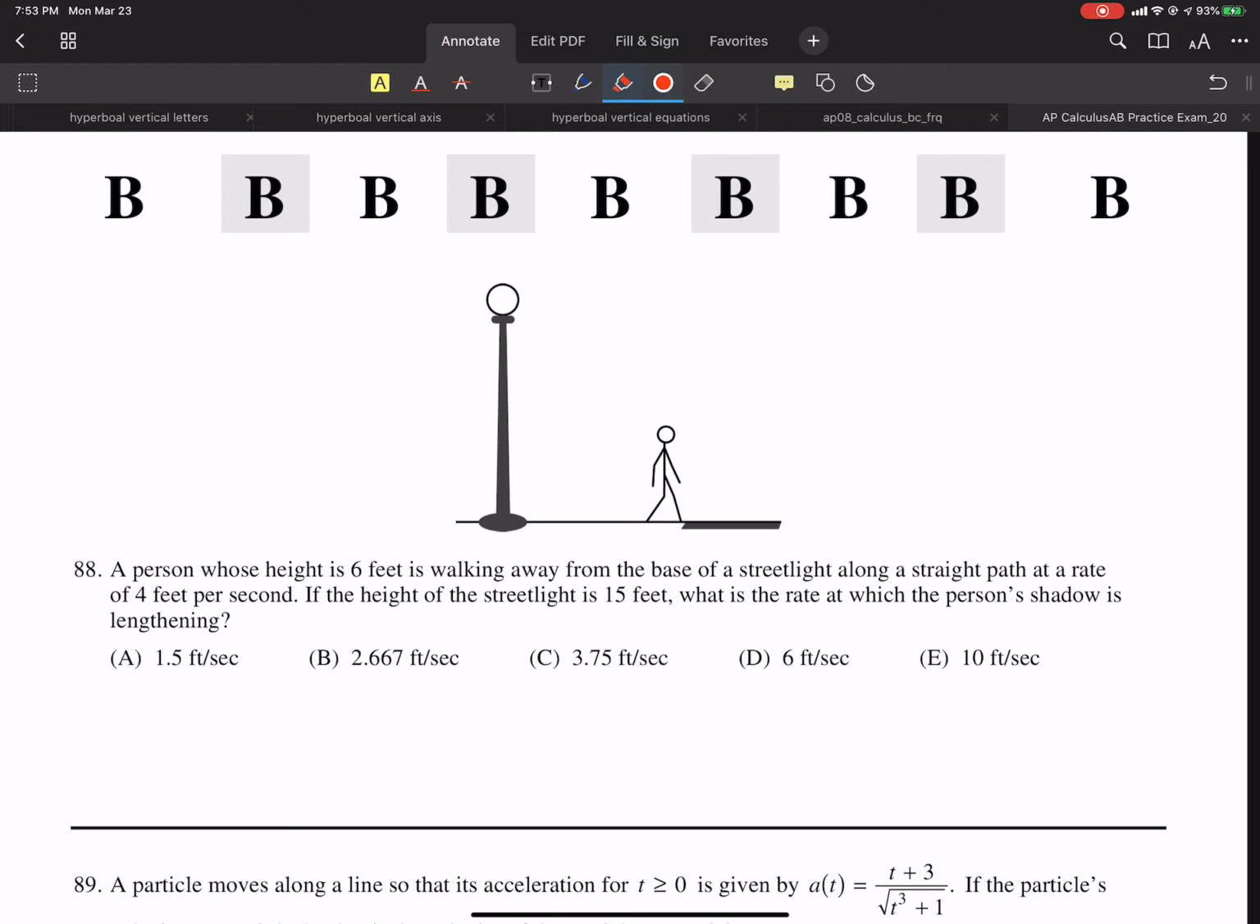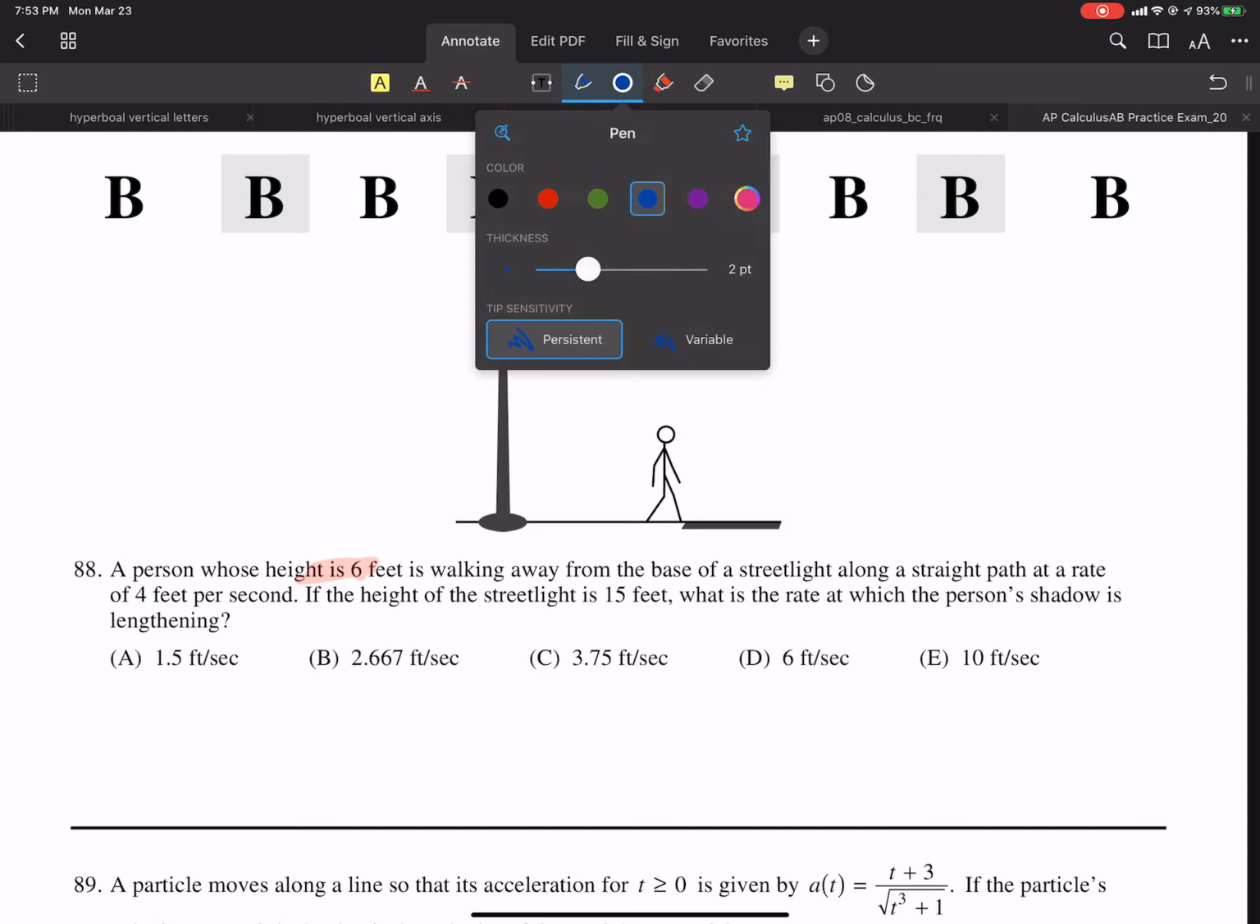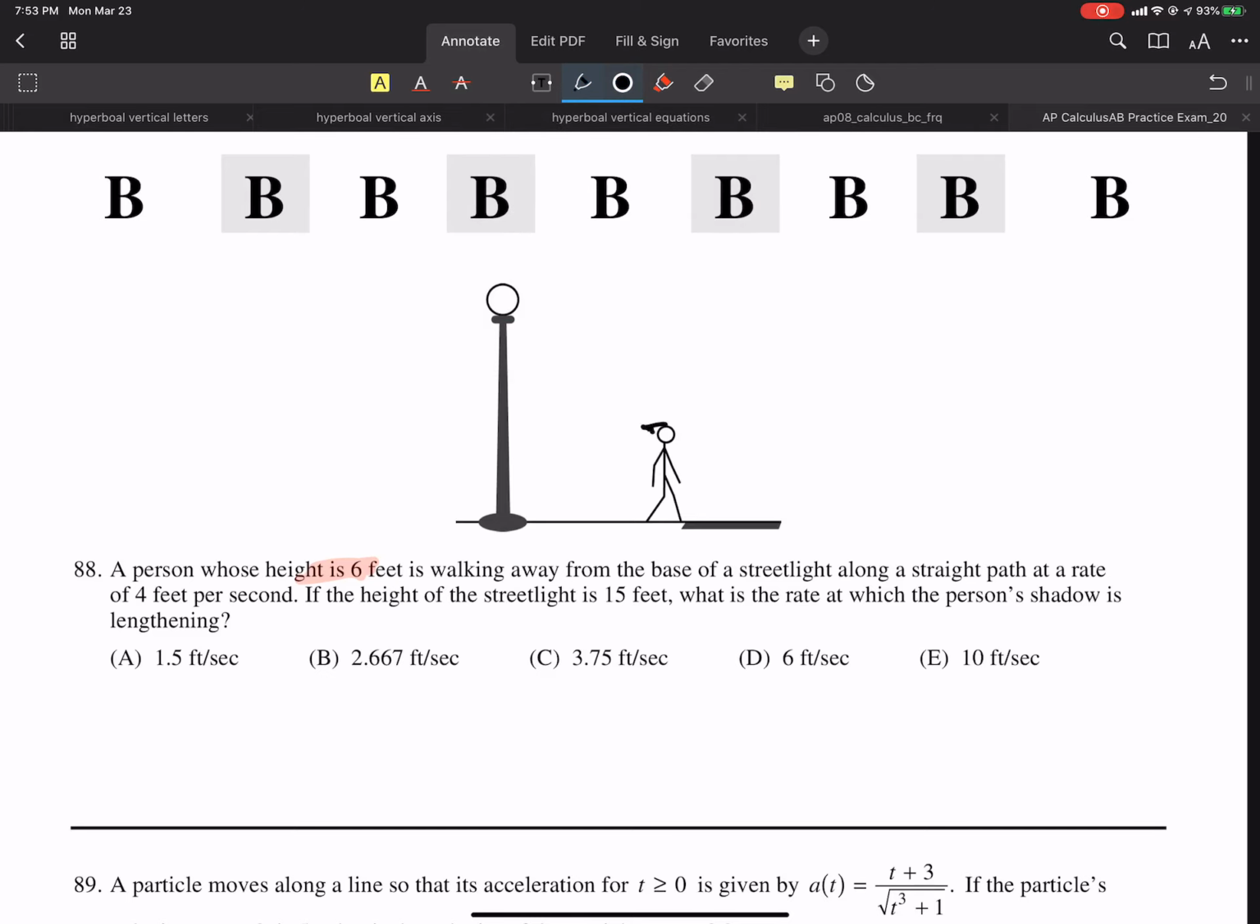Here we go, 88, 89, and 90. 88 is your favorite problem. So we have a guy, 6 feet tall. So let me label that here. So he is 6 feet tall. And he's walking away at a rate of 4 feet per second.